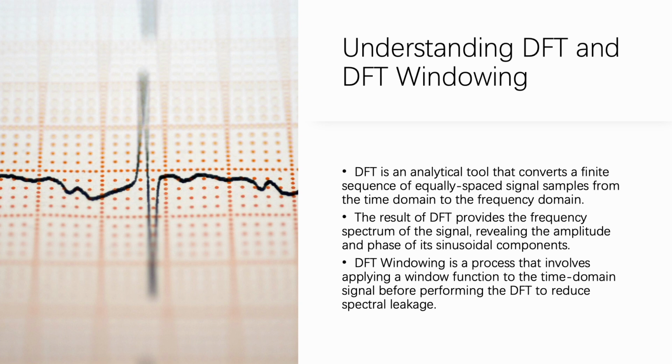It's a mathematical technique that transforms a signal from the time domain, where it's a function of time, into the frequency domain, where it's a function of frequency. The results of the DFT provide the frequency spectrum of the signal, revealing the amplitude and the phase of its sinusoidal components. DFT windowing is a process that involves applying a window function to the time domain signal before performing the DFT to reduce spectral leakage.